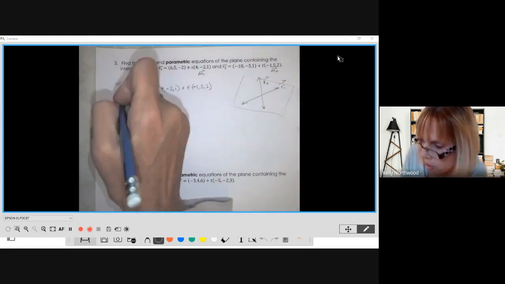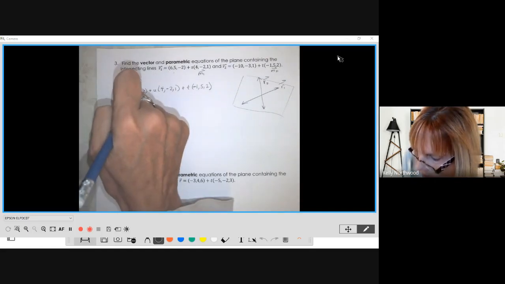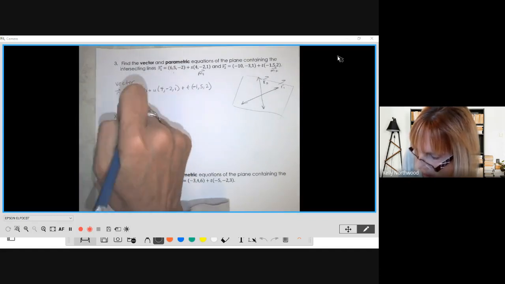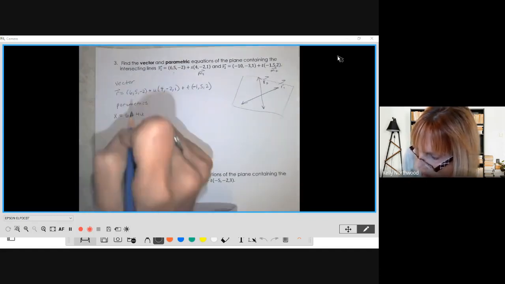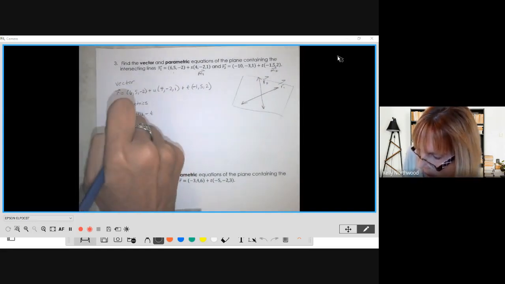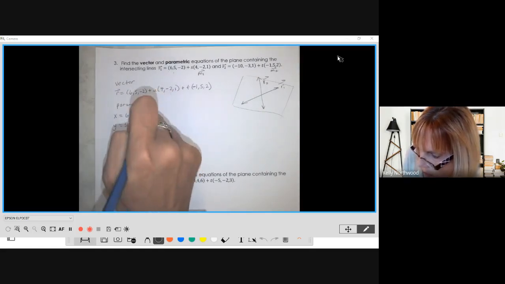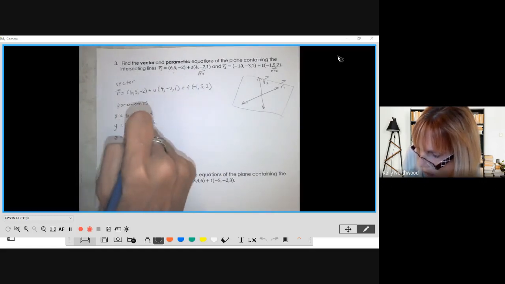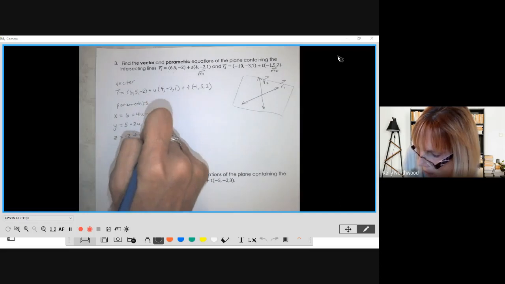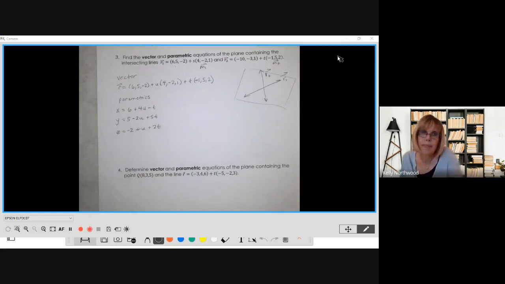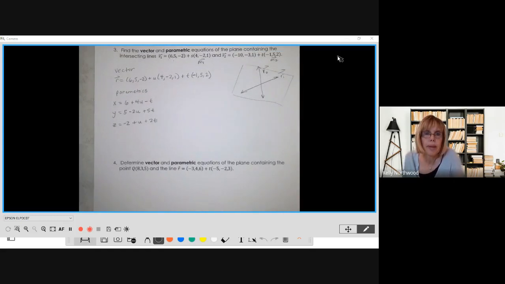And it wants parametric equations as well. So they're going to be x equals 6 plus 4u minus t, y equals 5 minus 2u plus 5t, and z equals negative 2 plus u plus 2t. So intersecting lines, the information is really easy to pick out.